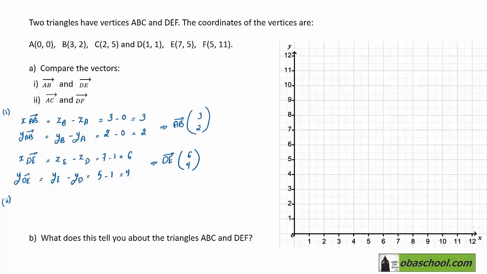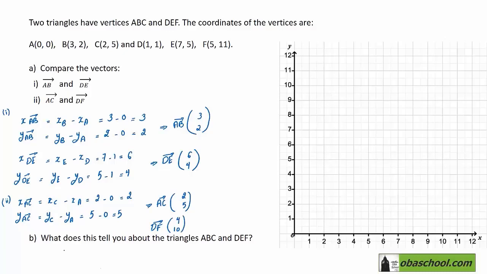Now I'm going to do the same thing for AC and DF. For the vector AC, let's start with the x of AC. That would be x of C minus the x of A, which is 2 minus 0, which will have a final answer of 2. Now do the same thing for the y. Y of AC is equal to 5, which is the y of C, minus 0, which is the y of A, and that would be 5. So it's going to have the coordinates of 2 and 5. Now for DF, if you do the same exact calculation, you're going to have 4 and 10.